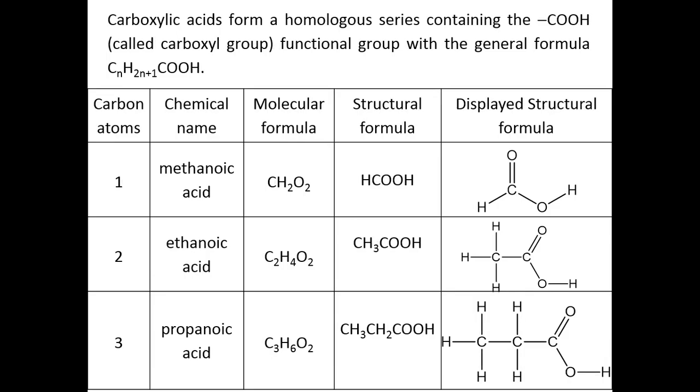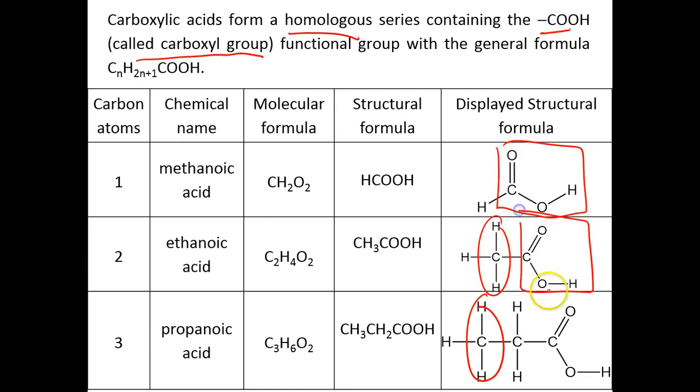Alright, so like alkanes, alkenes, and alcohols, carboxylic acids also form a homologous series. They differ from each one by a CH2, and they contain the carboxyl functional group, and they have the general formula CnH2n+1COOH. Take very special note of this because one of the carbons is actually in the carboxyl group.